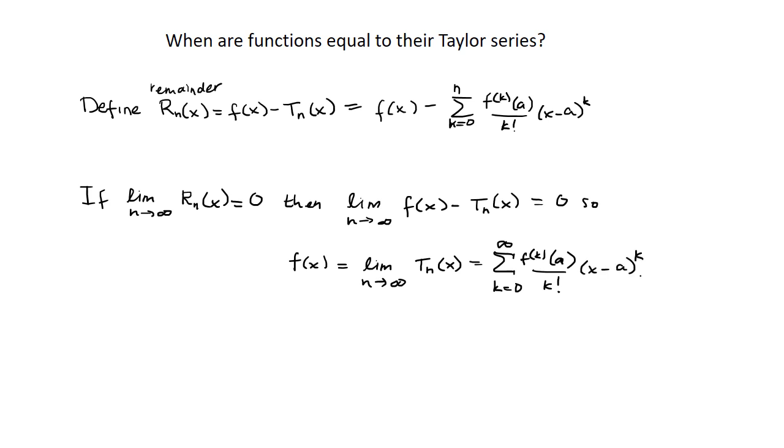Okay, so our goal is going to be to come up with a way to bound the remainder terms of functions, to show that their limit is equal to 0 for cases like e to the x, sine x, and cosine x.